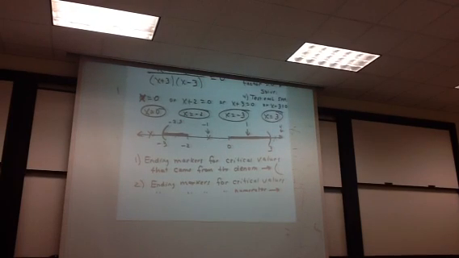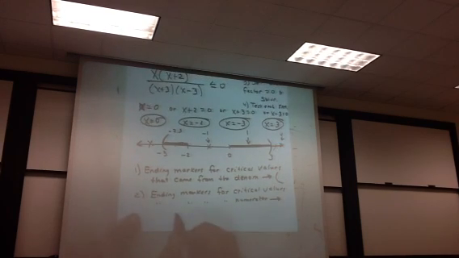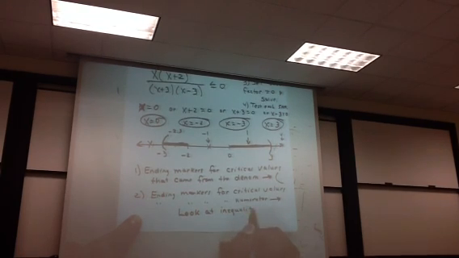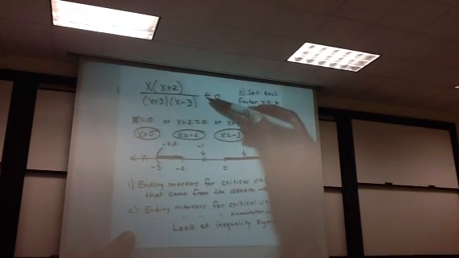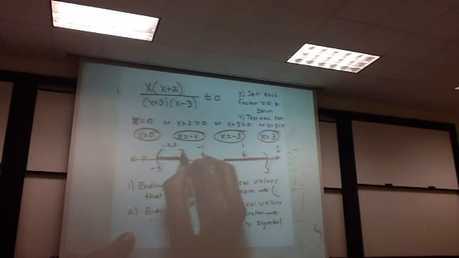I also have ending markers for critical values that come from the numerator. How do I figure those? I let the inequality determine it. My inequality symbol here is less than or equal to. Am I going to use brackets or parentheses? Absolutely. The equal to aspect says I'm going to use brackets at the numerator critical value.